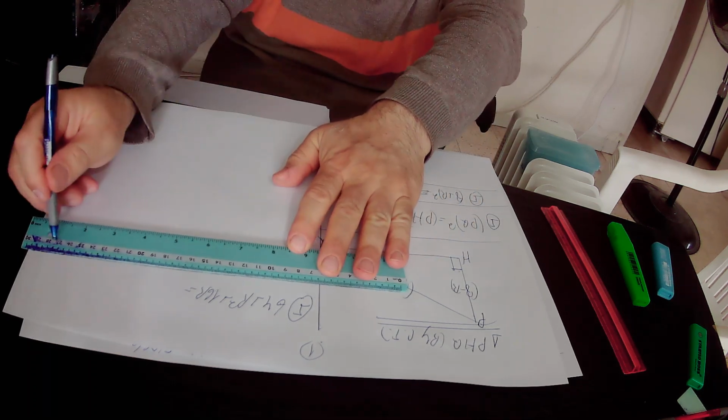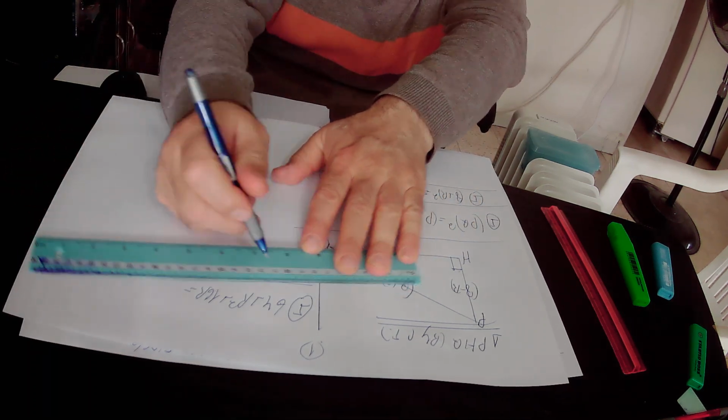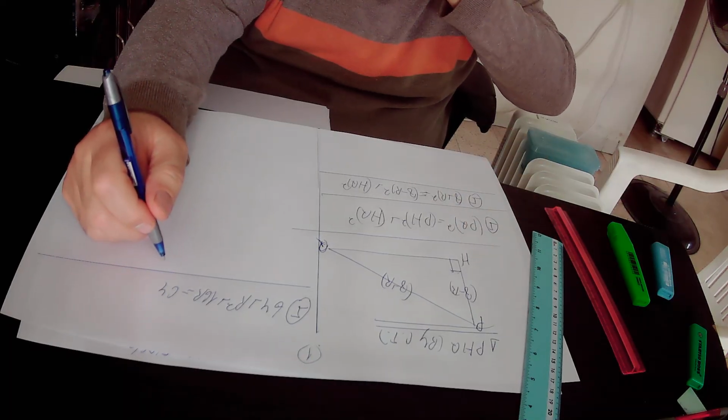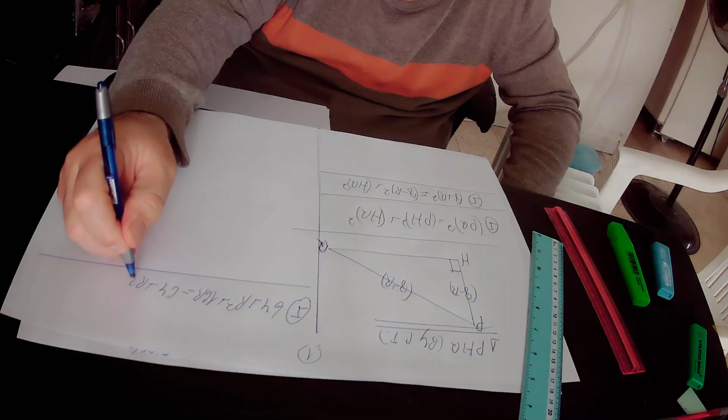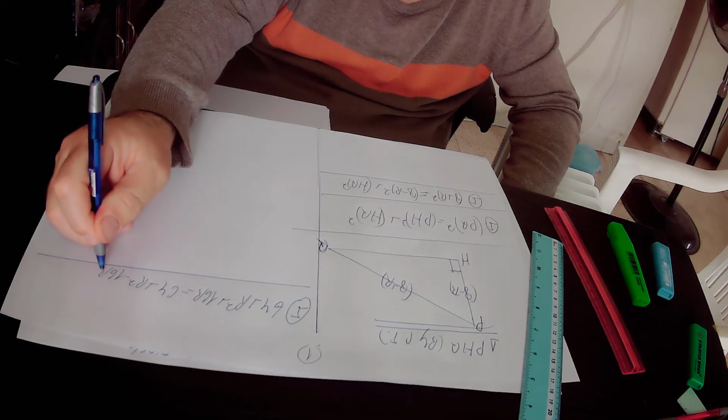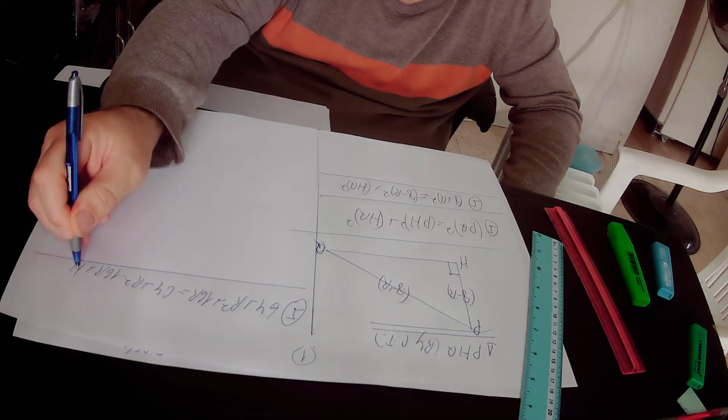Actually, (8 minus R) square equals 8 squared, that is 64, plus R square, minus 2 times 8, that is minus 16, times R. So it is minus 16R. Plus HQ square.